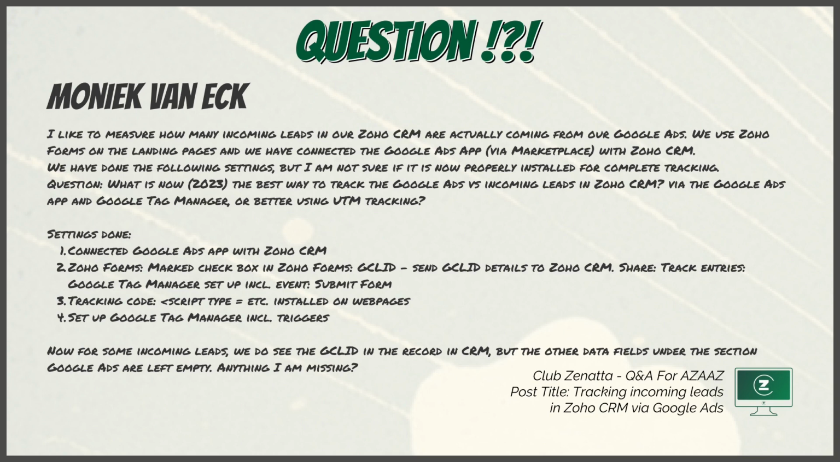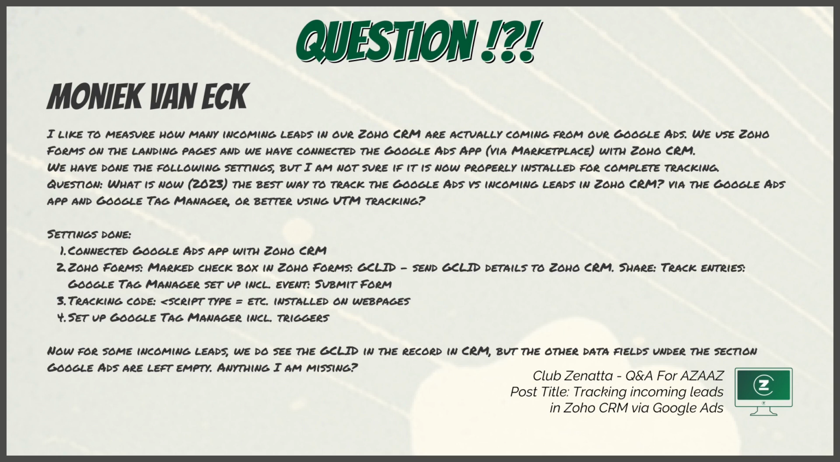We're using Zoho Forms. That's good on the landing pages. And we've connected the Google Ads app via the marketplace with Zoho CRM. We have done the following settings, but I'm not sure that it's now properly installed for complete tracking. The question now, what is now in 2023 the best way to track Google Ads versus incoming leads in Zoho CRM via the Google Ads app and the Google Tag Manager? Is it better using UTM tracking?